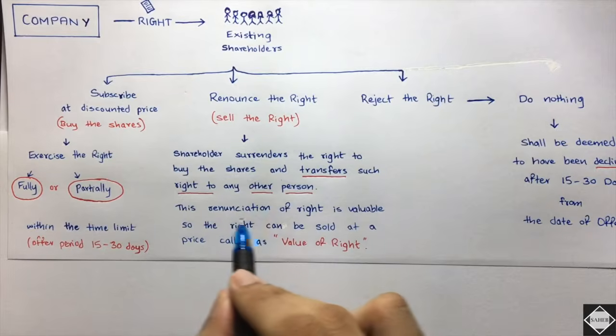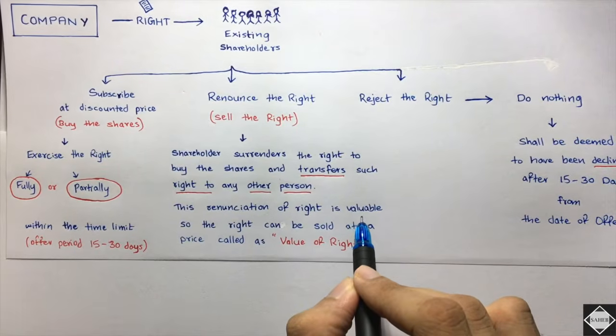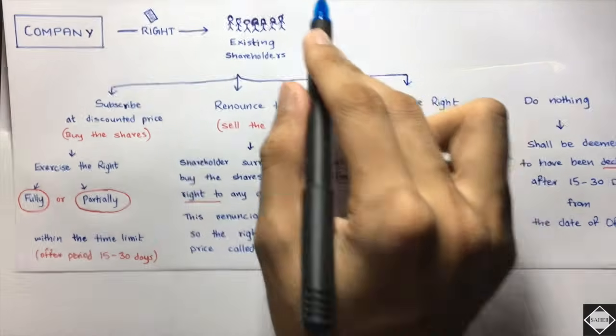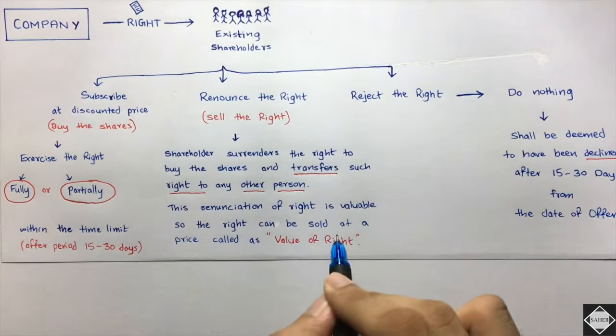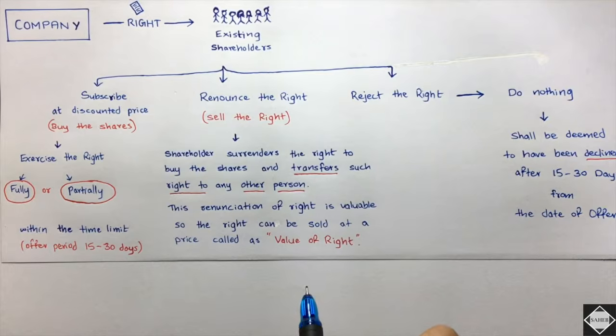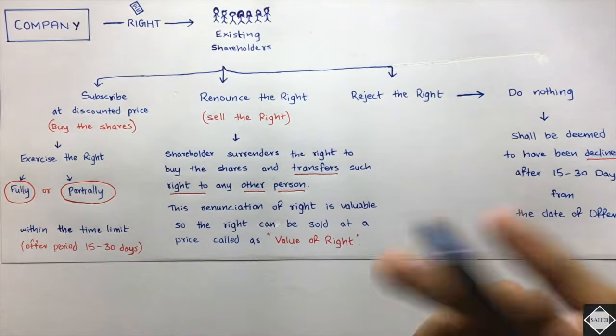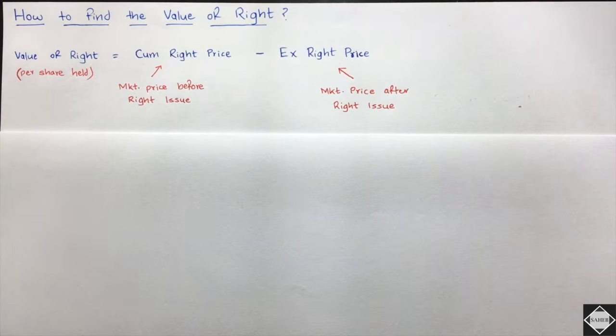This renunciation of right is valuable. Why? Because a discount element is there. So the right can be sold at a price called the value of right. This is the maximum price; you can sell within that also. Fine. So that is what value of right is.